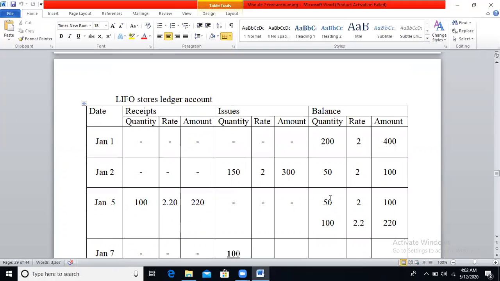Now in the balance column, the previous balance we are still having is 50 units or 50 pieces at the rate of 2 rupees. The value will be 100, and the newly purchased pieces will be 100 units at the rate of 2.2. You will get 220.